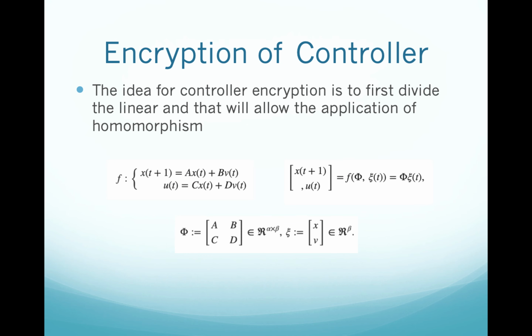So now we can move into the encryption of the controller. The idea is the authors came up with the idea that they want to divide the linear function into two functions, and that will allow the application of homomorphism. So ultimately what we want to get is we want our two functions to equal the function phi psi t, which will equal phi times psi t.